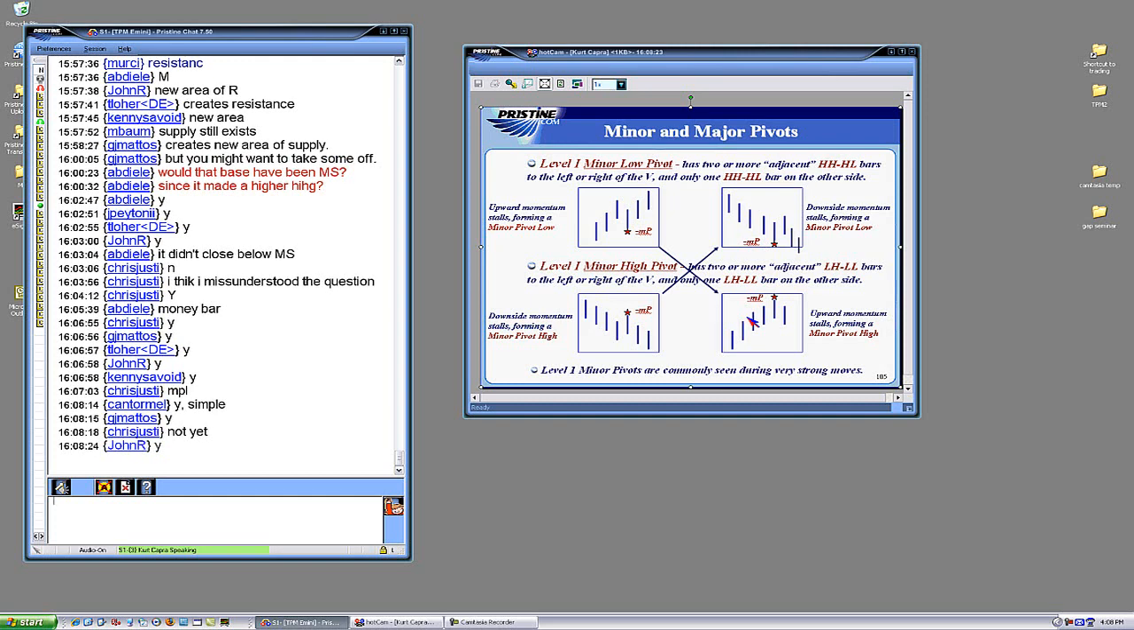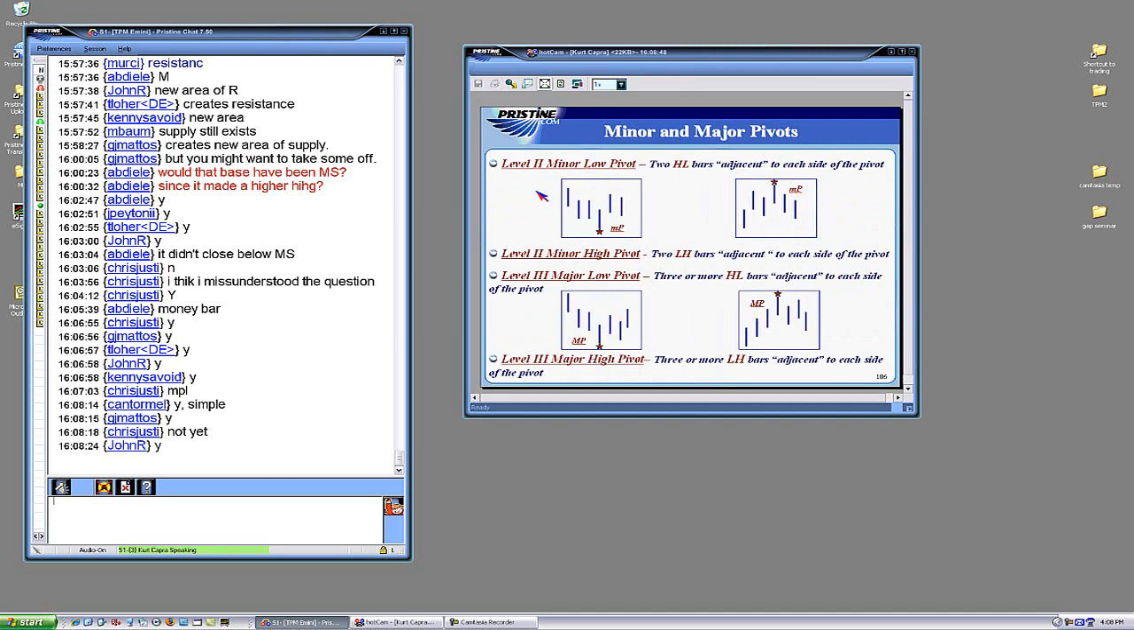All right, so again, level 1 pivot highs and lows. These are going to be seen in strong trends, right? And we're not going to use these to define major support or major resistance. Levels 2 through 4, however, we will use to define major support and major resistance.